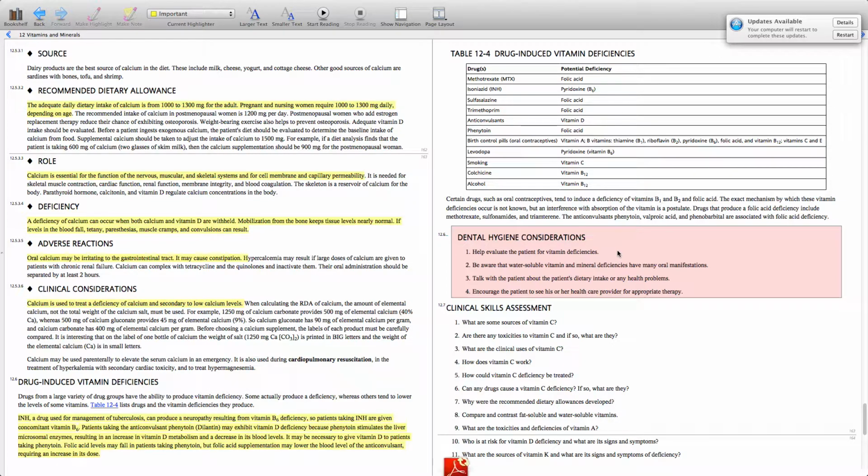Drug-induced vitamin deficiencies. Drugs from a large variety of drug groups have the capability to produce vitamin deficiencies. Some actually produce a deficiency, whereas others tend to lower the levels of the vitamin, just like the antibiotics with the vitamin K. Okay, so be aware of that. Here's some of the drugs, and then the methotrexate, which is a cancer chemotherapy, but also used with some autoimmune disorders. Isoniazid, what is that again? Tuberculosis. Anticonvulsants, vitamin D. Smoking, vitamin C, did you know that? Alcohol, vitamin B12.